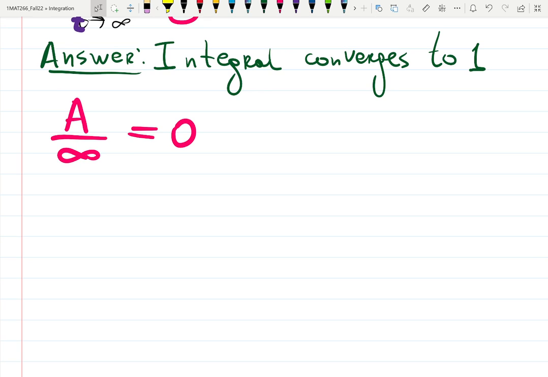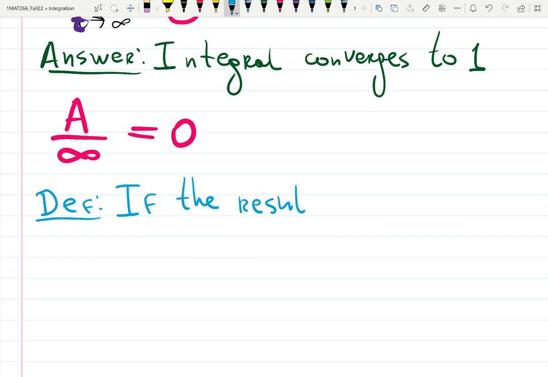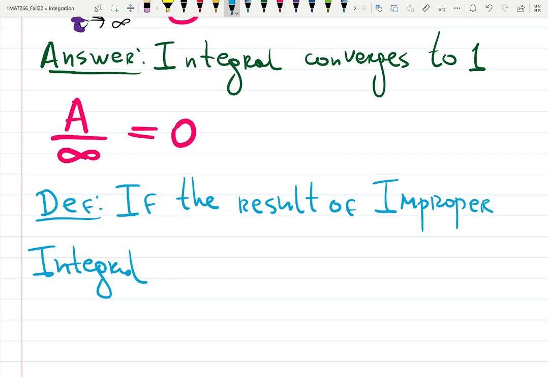So let's write down the definition. Definition: if the result of an improper integral is a finite number.